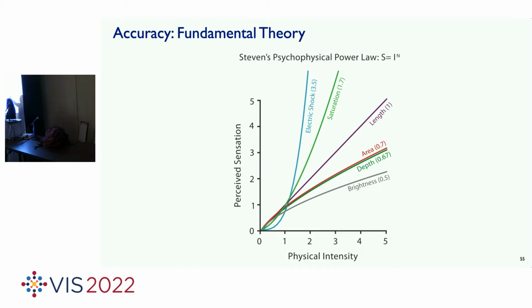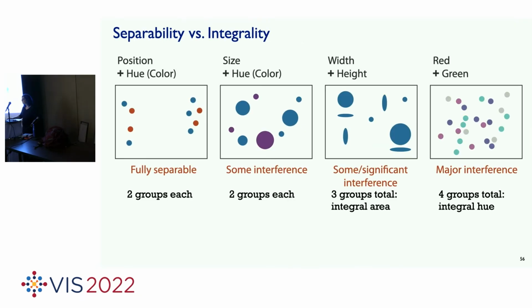We're not so good. We have a compressed response to things like area, depth into the scene, and brightness. We have a magnified response to things like saturation. And don't worry, when it says electric shock, it's like a tingling on the fingertips. It's not something involving something terrible. But the point is, some things we have a compressed response to, some things we have a magnified response to. Very few things do we have a one-to-one response. So this is part of what's going on.